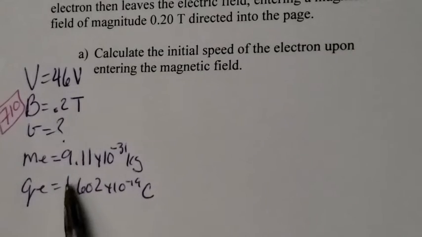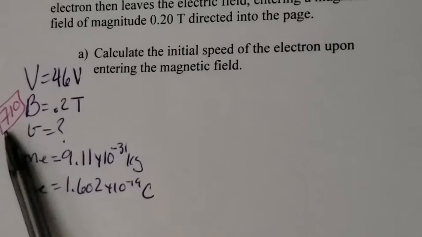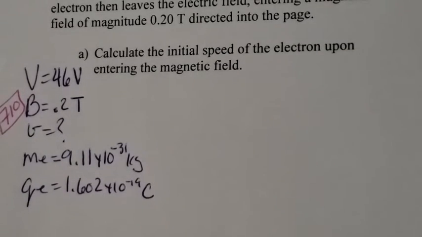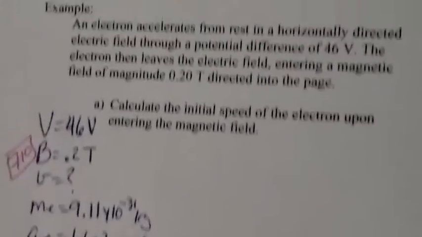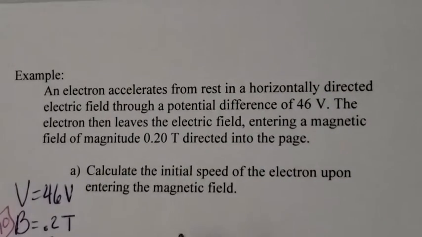And then I get these two values from page 710. There's a table on page 710 and it gives us some constants. I'm specifically looking for the mass of an electron and the charge on an electron, because it's an electron that we're accelerating. So once I have all my given information, I need to think about my question again.